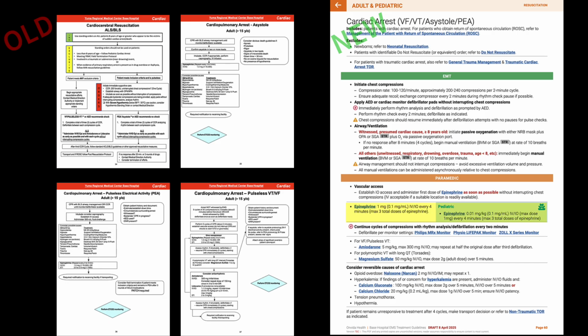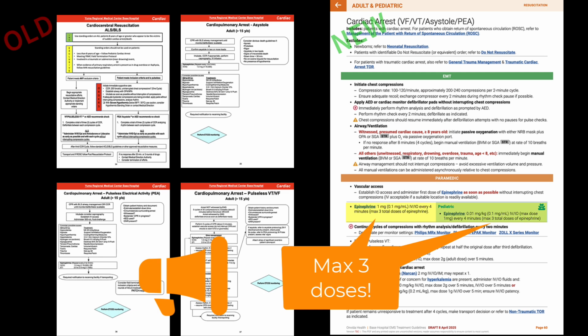Another issue, which is new and very important, is that we only give a total of 3 doses of epinephrine. That's it for the entire code. In fact, let's say, for example, you are able to get return of spontaneous circulation after the 2nd dose of epinephrine, but then you lose pulses later and have to resume compressions. You have the opportunity to give the 3rd dose of epinephrine, but no more than 3 total doses for the duration of the entire code.